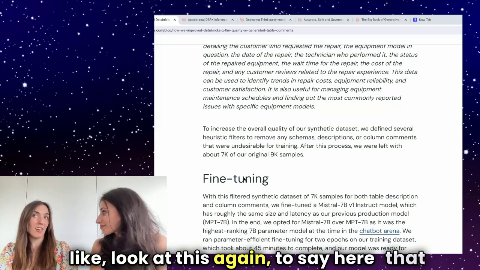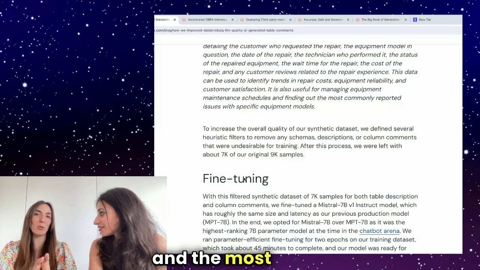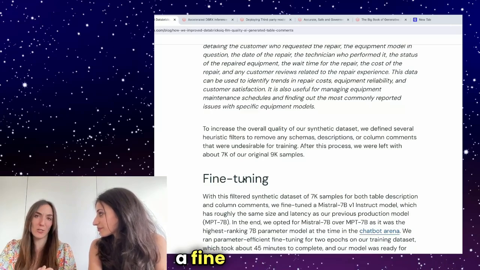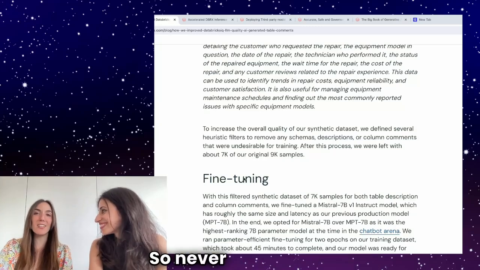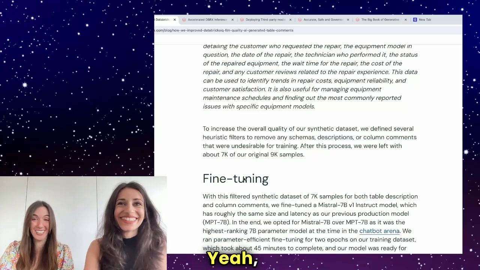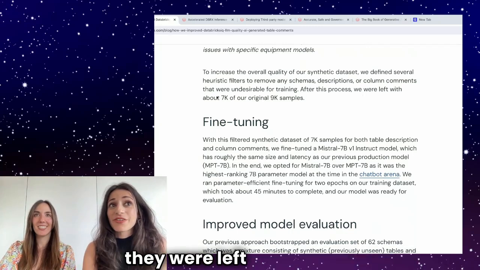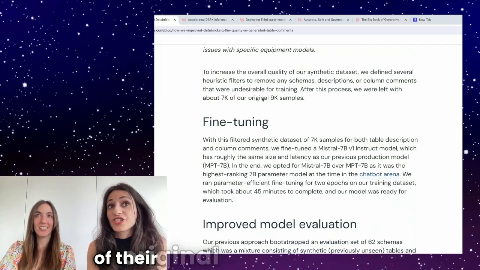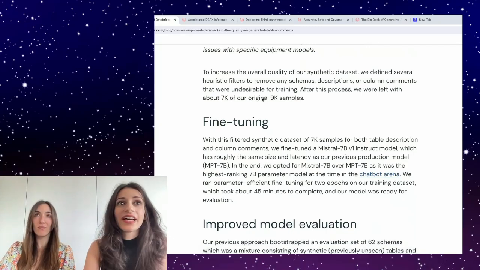Again, to say here that the training data set is the biggest and most important thing if you want to have a fine-tuned model or a pre-trained model that makes sense. Yeah, so never underestimate that. Yeah. And so, they said after this process, they were left with about 7,000 of their original 9,000 samples, which is still quite good in my opinion.